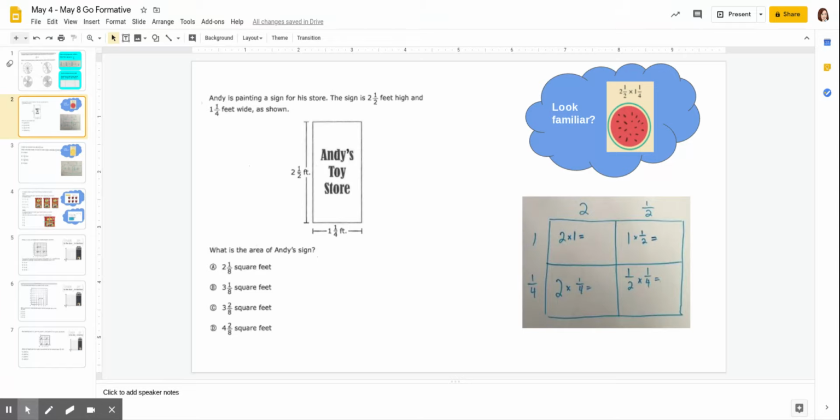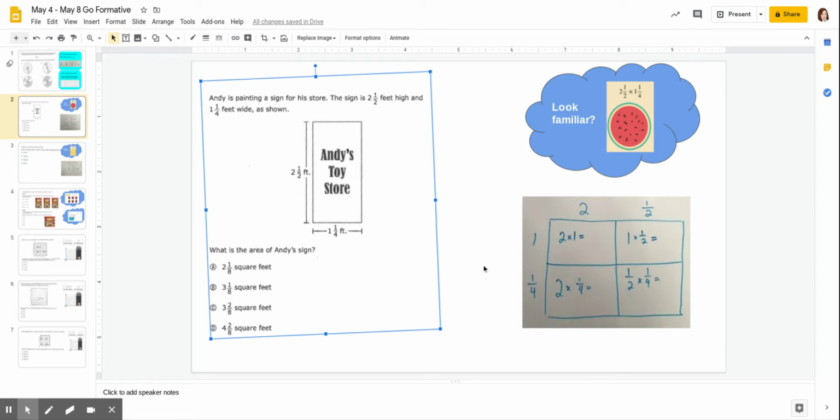Number 2, Andy is painting a sign for his store. The sign is 2.5 feet high and 1 1/4 feet wide as shown. What is the area of Andy's sign? We know when we're finding area, we're finding the length times the width. So 1 1/4 times 2 1/2.